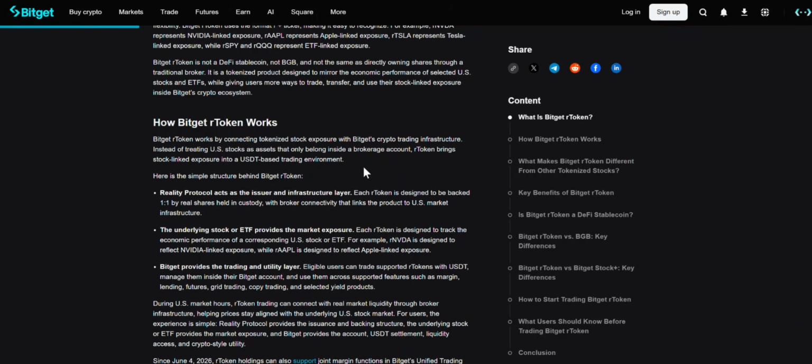So the Reality protocol acts like an issuer and infrastructure layer. Each R token is designed to be backed one-to-one by real shares held in custody with a broker, with connectivity that links the product to the US market infrastructure. So they've got a broker that's backing this.